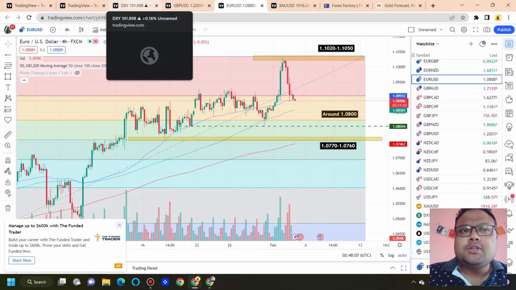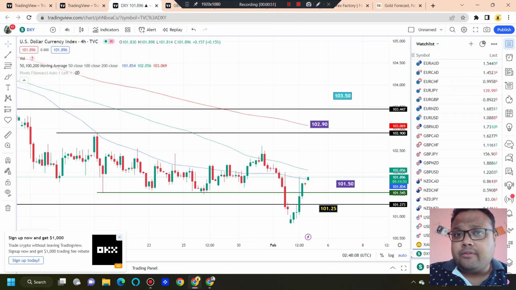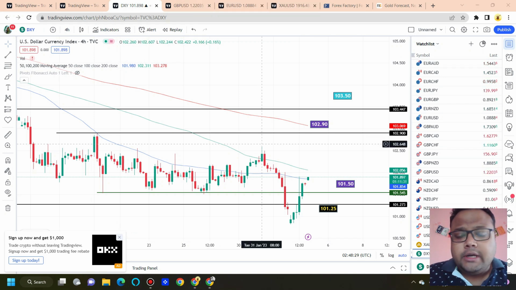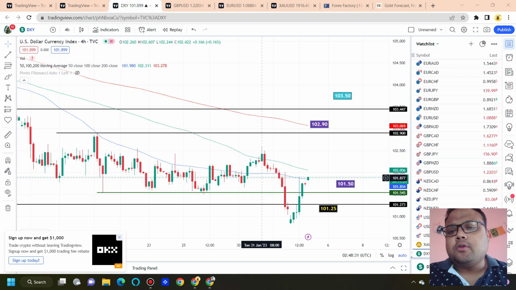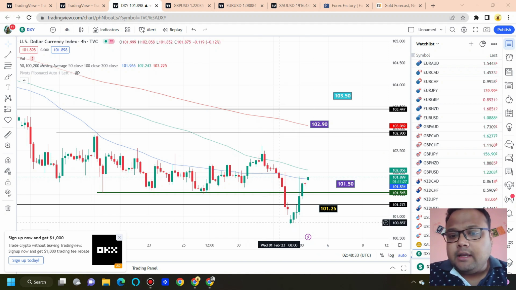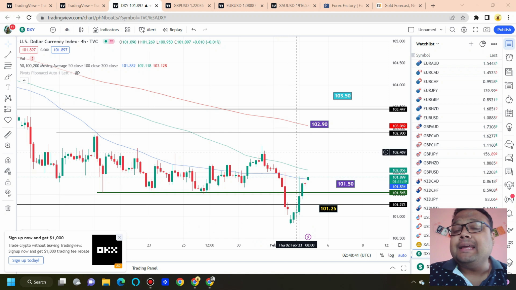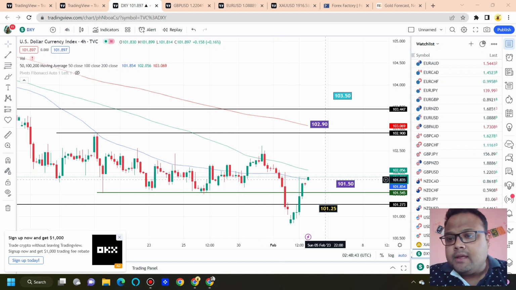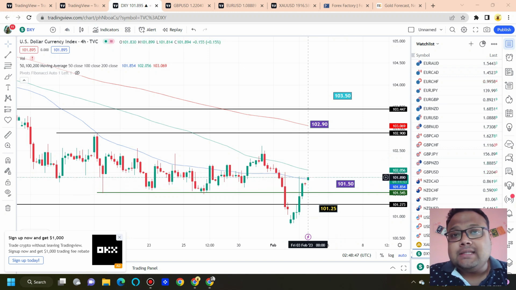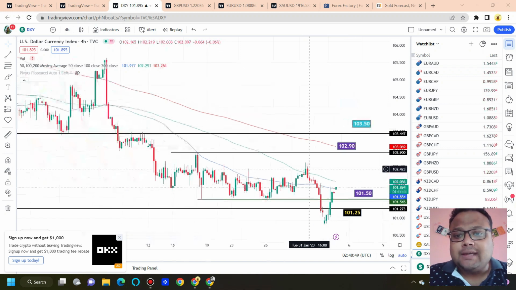And in fact, we also saw a massive recovery on the chart of DXY as well. After FOMC, DXY broke the critical support of 101.25. It made a low of 100.80. But yesterday we saw a big recovery on DXY, and DXY is back inside the range again. 101.89 is the current market price of DXY.